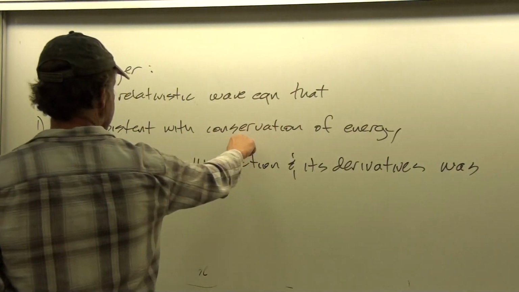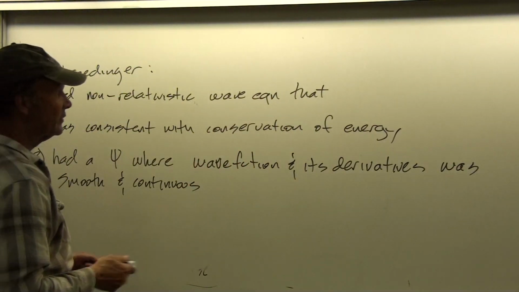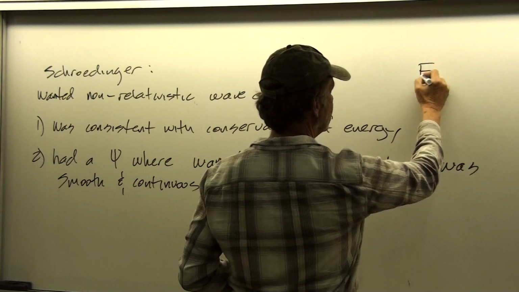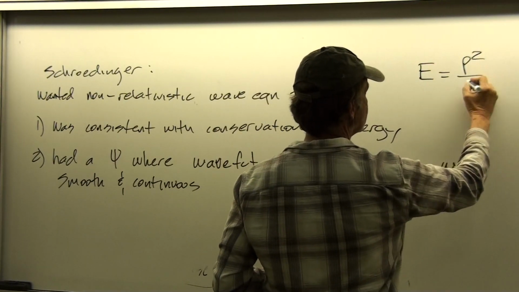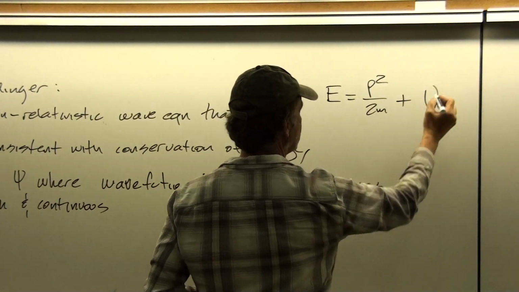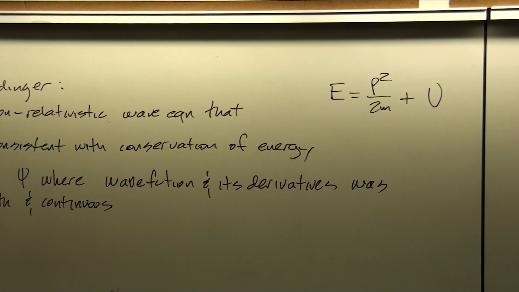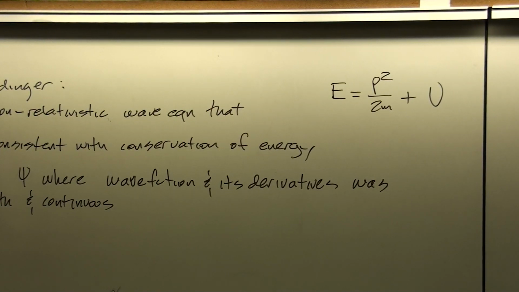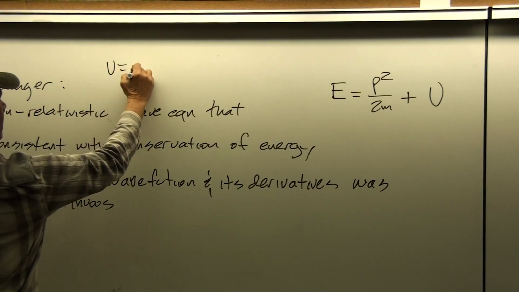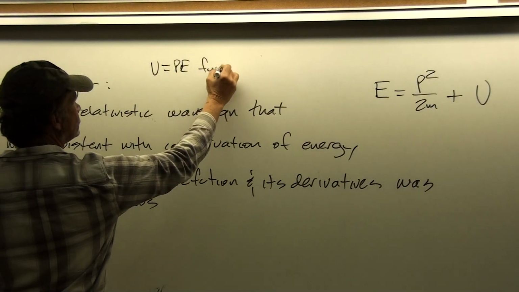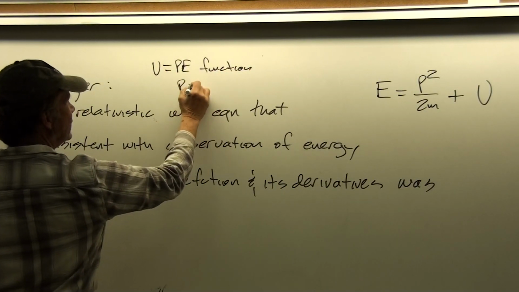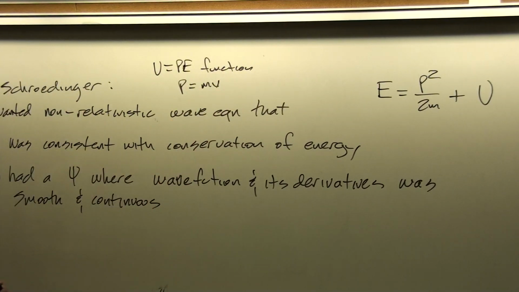But we wanted it to be consistent with conservation of energy, and so in other words, total energy equals p squared over 2m, which is kinetic energy, plus potential energy U. We want it to be consistent with that non-relativistic energy equation, where U is our potential energy function, and p is our momentum, mass times velocity. Okay, but we also want the wave function and its derivatives to be smooth and continuous.